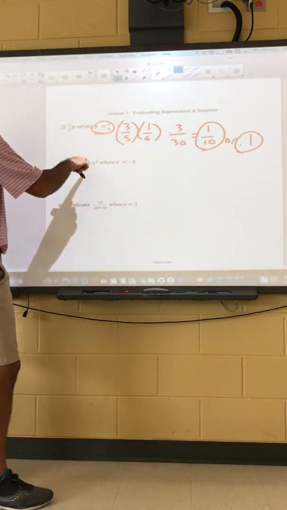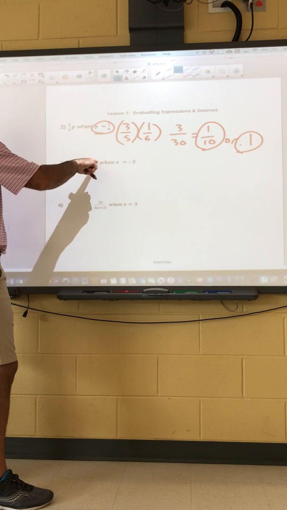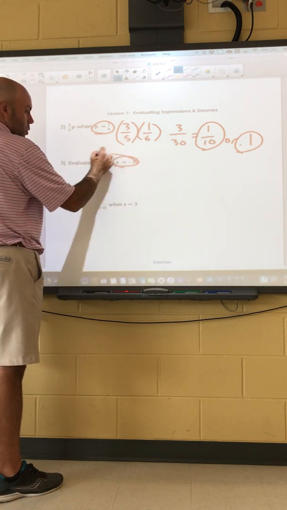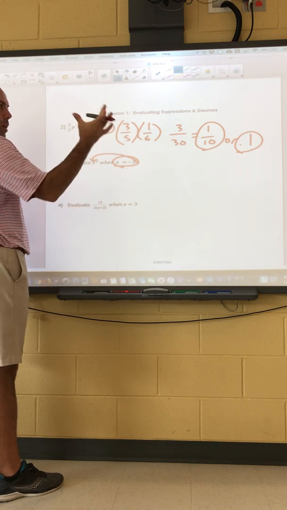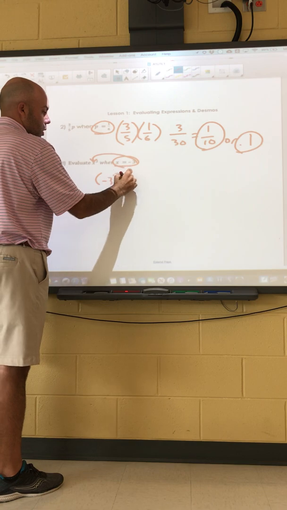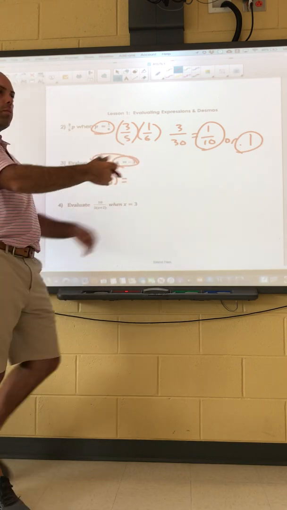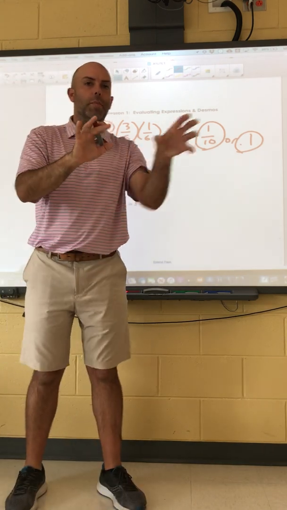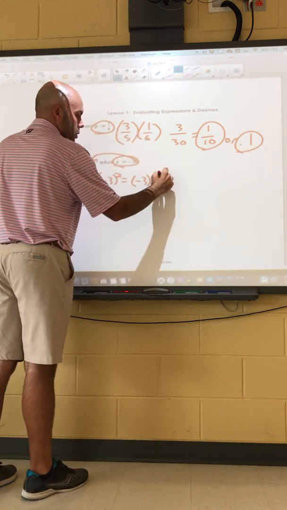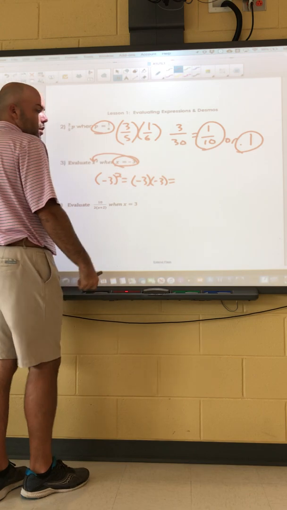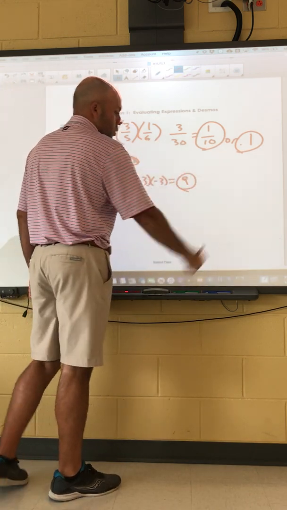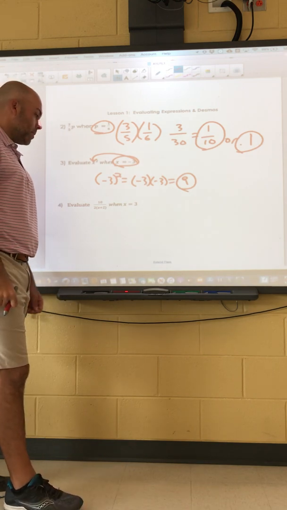Okay, next, from here, we see evaluate x squared when x equals negative 3. So we're going to take that negative 3, we're going to substitute it in, again, with a grouping symbol, parenthesis. So I see negative 3 squared. Now if we're doing this out by hand, remember squaring something means we're going to multiply it by itself. So we're going to do negative 3 times negative 3. Well, negative times negative is a positive, and 3 times 3 is 9. So we're going to get positive 9.